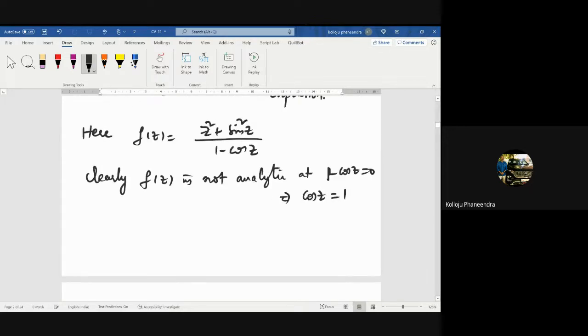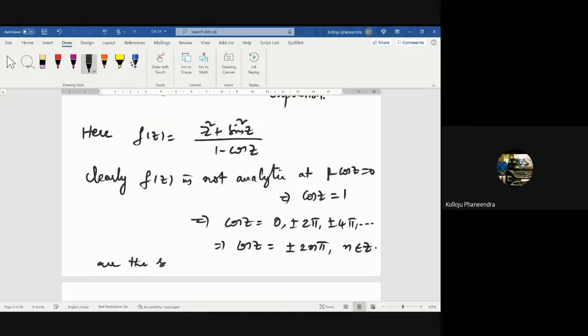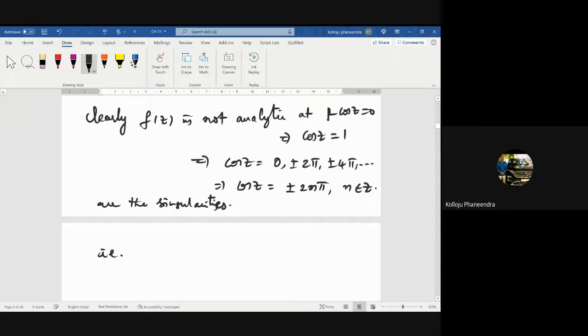When cosine z equal to 1, what are the values? Positive 1 means z is 0, plus or minus 2 pi, plus or minus 4 pi, and so on. What is the generalization? z equal to plus or minus 2 n pi, n belongs to Z. These are the singularities, where the function is not analytic.